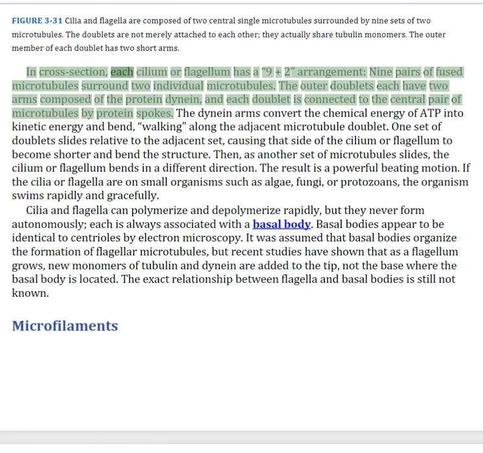In cross-section, each cilium or flagellum has a 9+2 arrangement. 9 pairs of fused microtubules surround 2 individual microtubules. The outer doublets each have 2 arms composed of the protein dynein, and each doublet is connected to the central pair of microtubules by protein spokes.